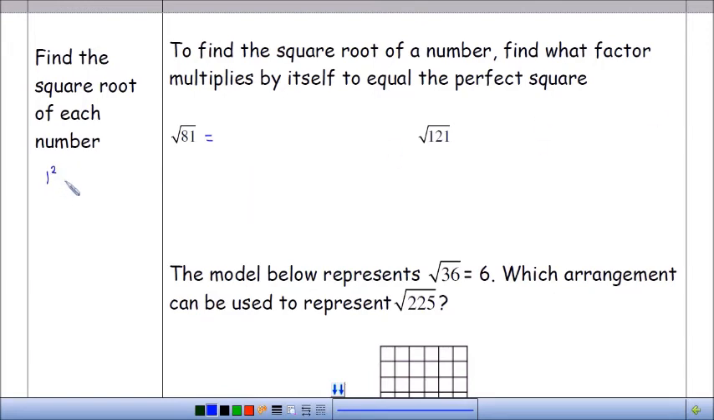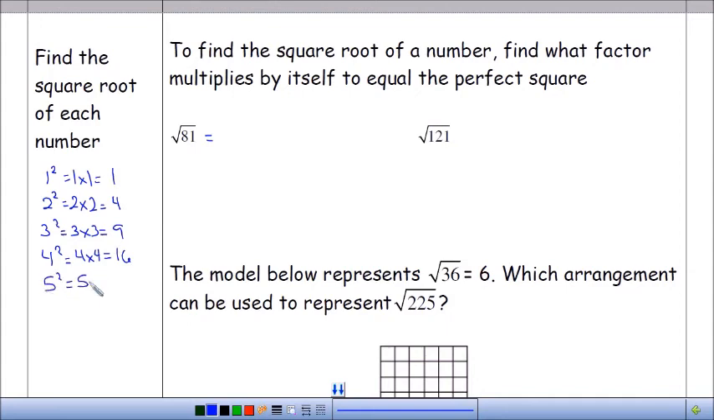1 squared equals 1 times 1, which equals 1, and then make yourself a list. 2 squared means 2 times 2, which equals 4. 3 squared equals 3 times 3, which equals 9. And 4 squared equals 4 times 4, which equals 16.